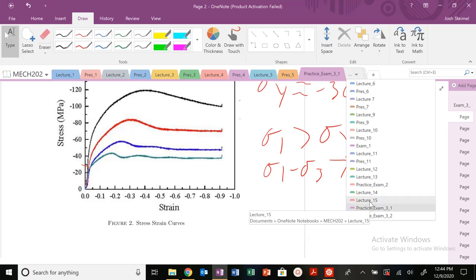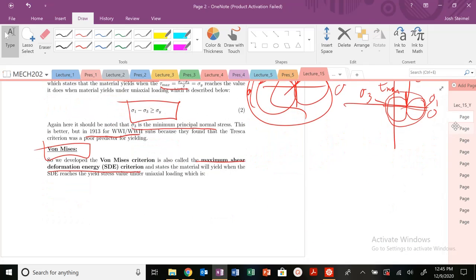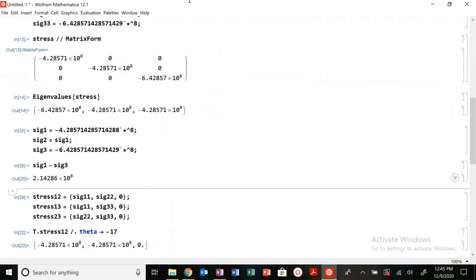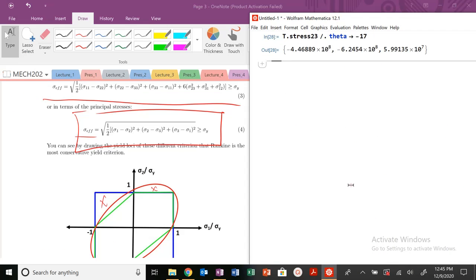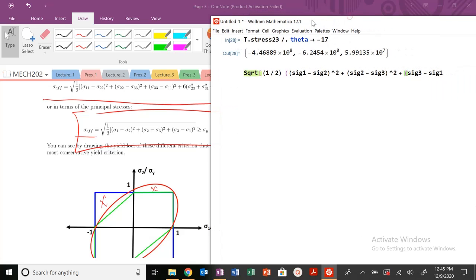And again, I wouldn't worry too much about a problem like this on the exam. It's a little bit laborious, look more for those rotations, but let's go ahead and do this math out. So here I can do square root of 1/2 times (sig 1 minus sig 2) squared plus (sig 2 minus sig 3) squared plus (sig 3 minus sig 1) squared. You can't see that here, but close that off.